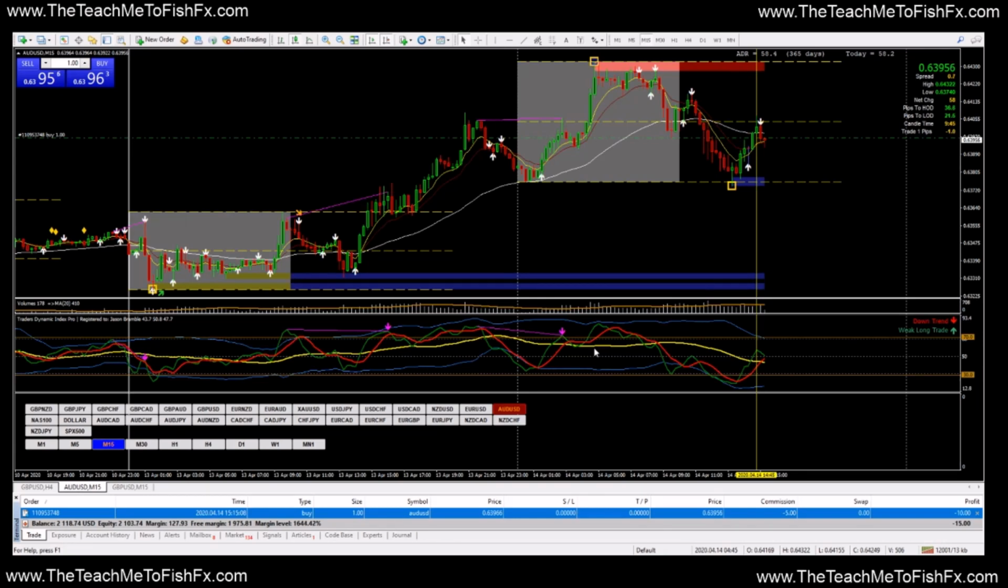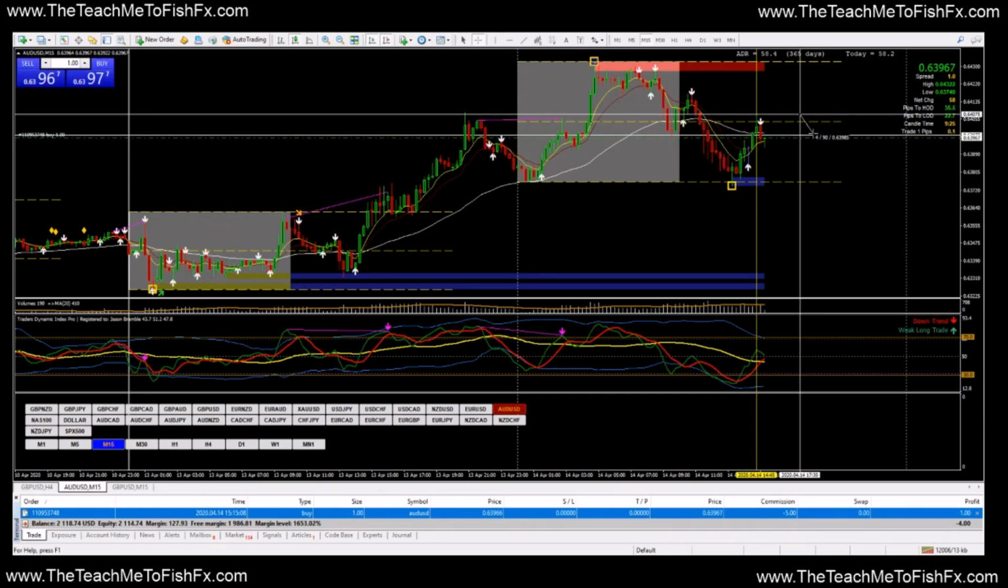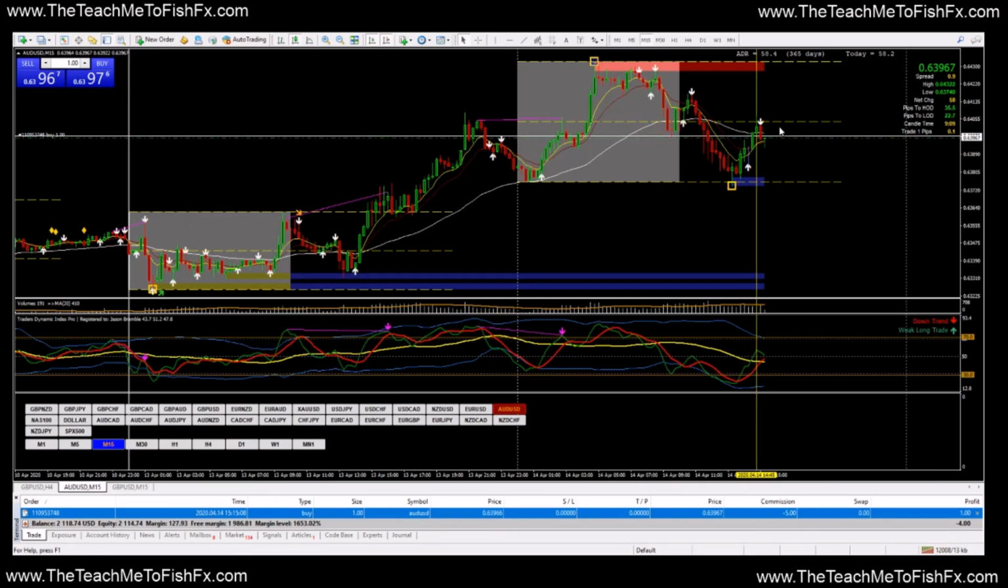Set. I'm going to do an 11 pip trailing stop. And basically, what I'm doing is, once it hits this point here, it's going to move me into break even. Alright, and then anything past that, my trailing stop will begin to move and take profit.